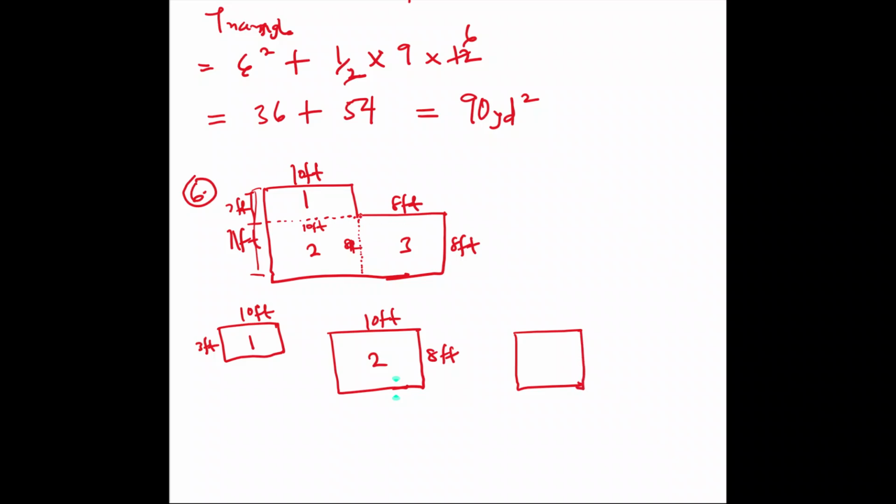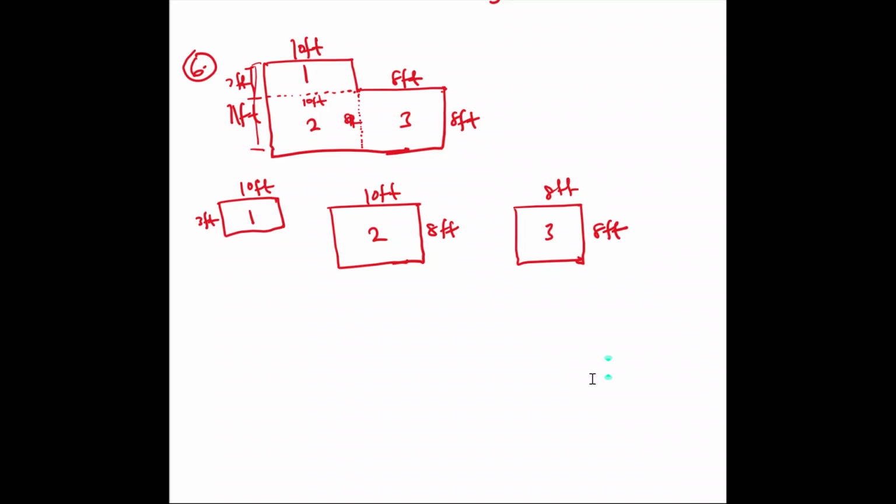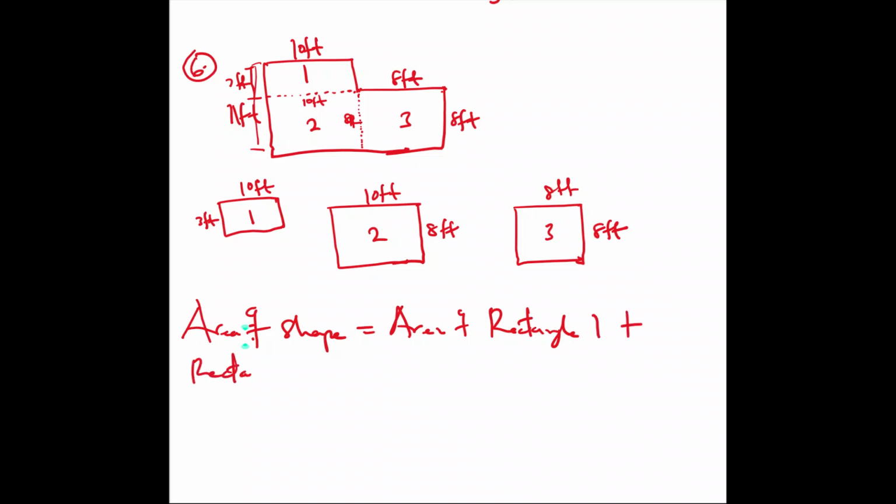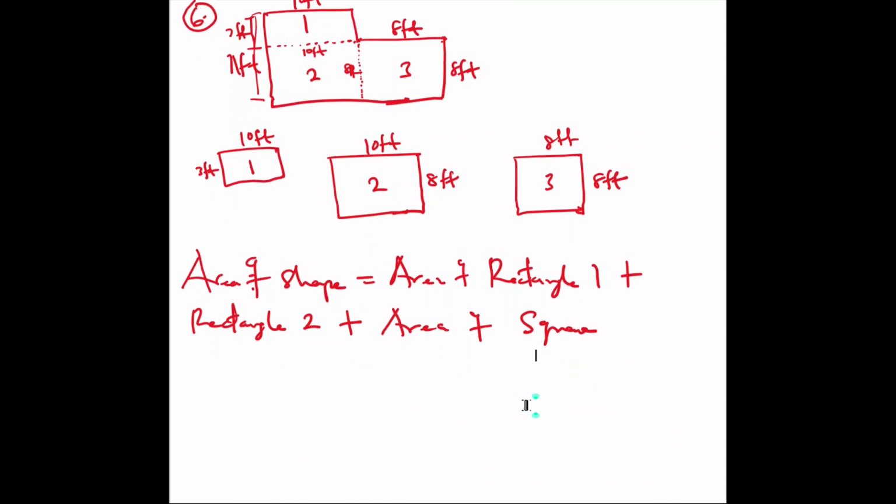Okay, and we have shape 3. So shape 3 is going to be a square because the length from here to here is 8 feet. The height is 8 feet. So this is 8 feet and this is 8 feet. Okay, so the area of the shape will be equal to the area of rectangle 1 plus rectangle 2 plus the area of the square.